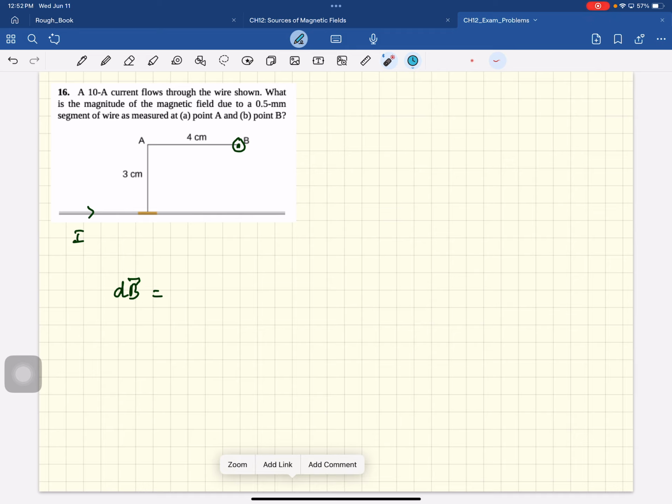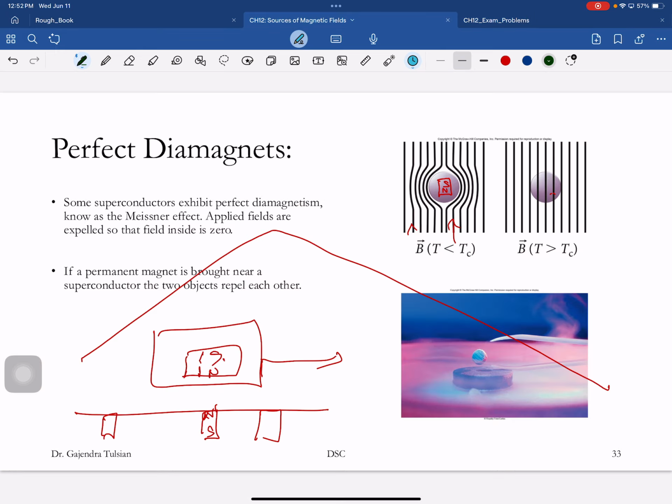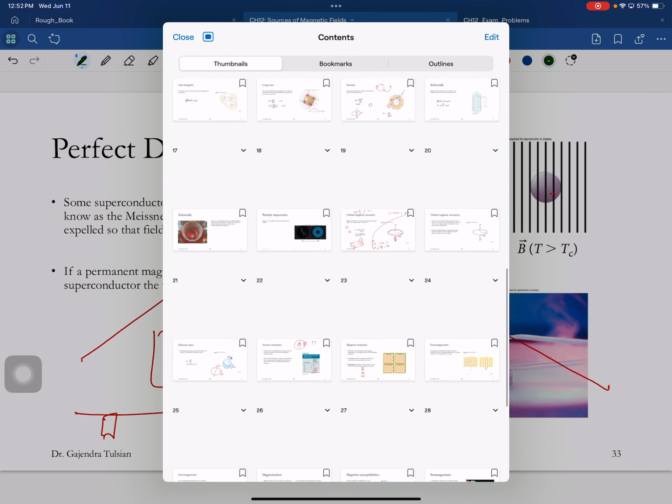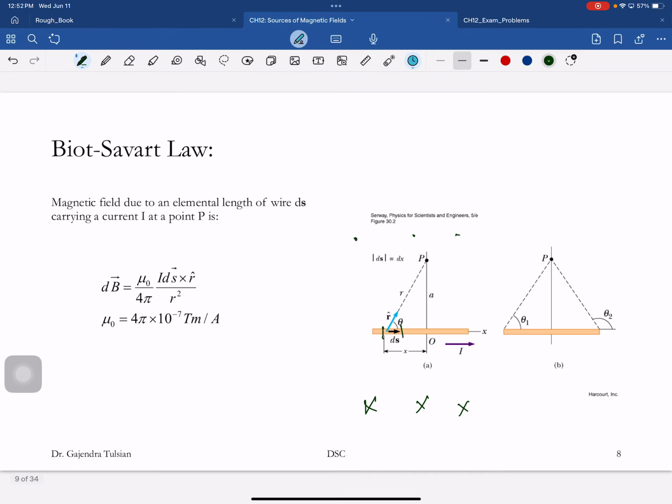So dB is mu naught I ds cross r hat divided by r square. Let me make sure of the expression. That's the Biot-Savart law. That was 4 pi on the bottom. Okay, all right, 4 pi.